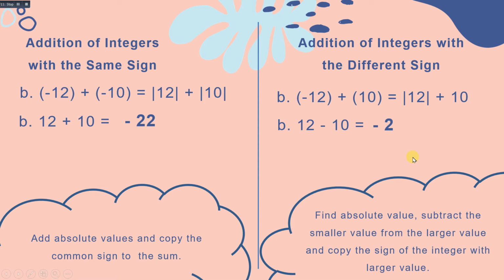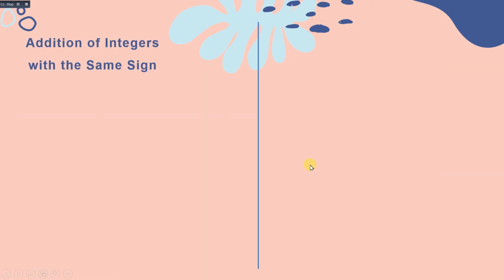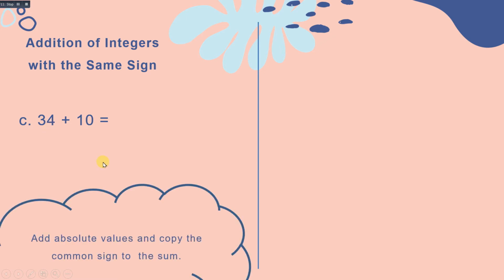Next example, 34 plus 10. Since both are positive, we just need to add and copy the common sign, which is positive. That's why the answer would be positive 44.